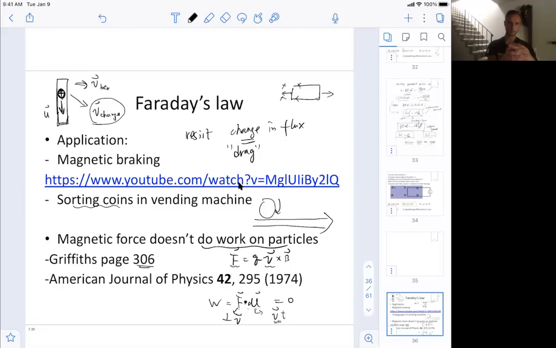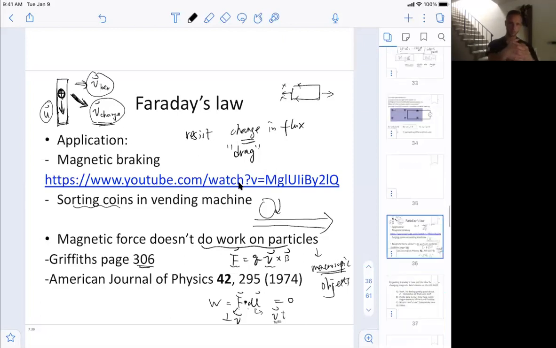The force can do work. This one will do work. This one will do work. But if you're looking at the overall velocity of the individual charges, the magnetic force doesn't do work. Okay, so differentiate from when we are talking about work done on macroscopic objects. These two are different things, and they do not have a conflict with each other.